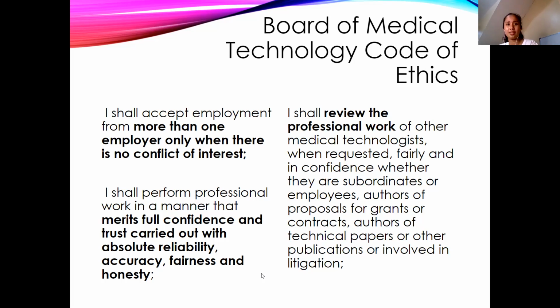Trust me. Next, I shall review the professional work of other medical technologists. So, let's move the profession forward. Tulungan mo yung mga kapwa medical technologists. I-peer review mo yung research nila. Review the professional work. Galing, no?